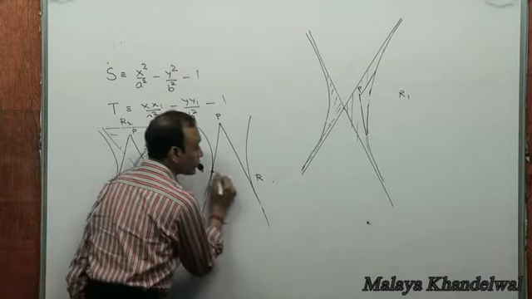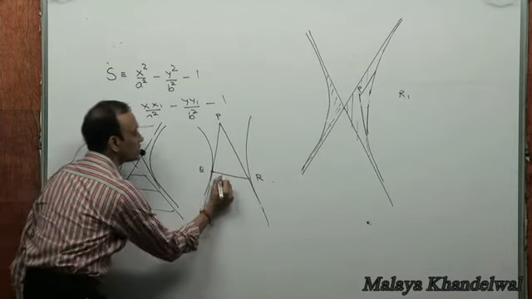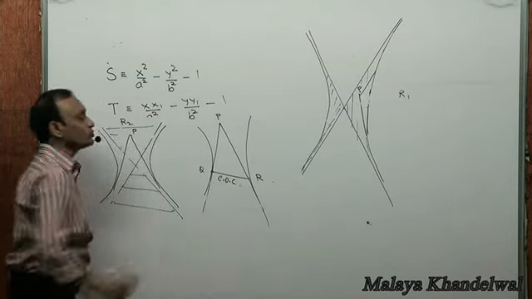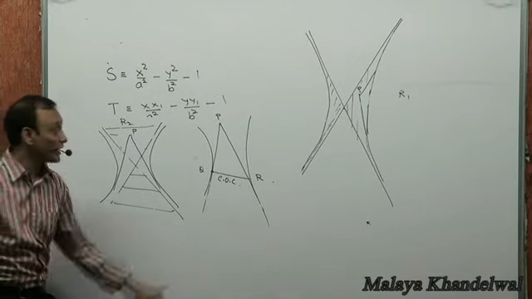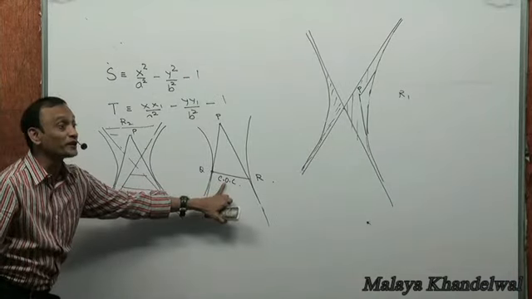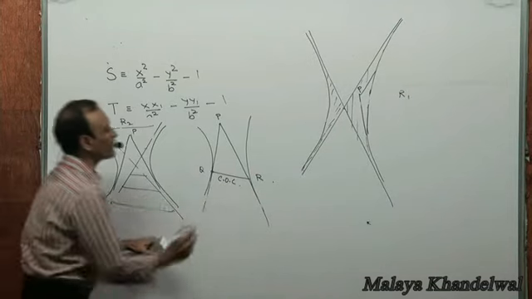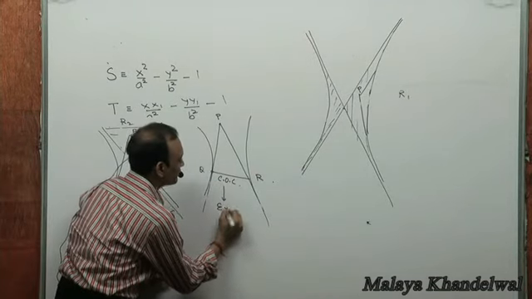Then this becomes my chord of contact. QR becomes my chord of contact. And do you realize, in such cases, the chord of contact is an external chord. In this case, the chord of contact is an external chord.